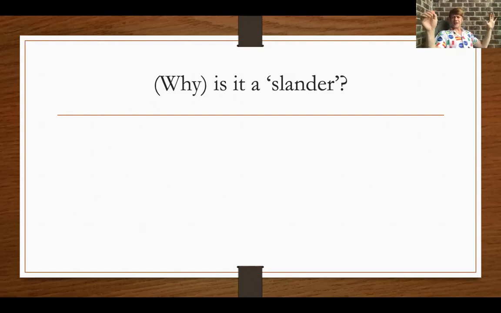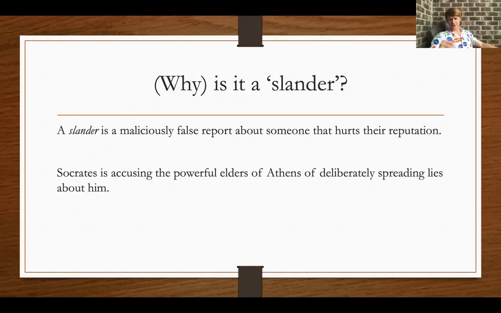Okay, so thinking about the unofficial charges, we might ask ourselves, why are these things slanderous, right? So what is a slander? Slander is a false reporting, the key word there being false, right? False reporting that undermines someone's character. So if I accuse you of being something that's bad and you're not actually bad, but people believe me instead of you, then that's a kind of slander, right? And so Socrates is saying, look, he's talking to the jury, he's talking to the people that are accusing him, like, look, you guys are slandering me, right? You guys are deliberately spreading lies about me.